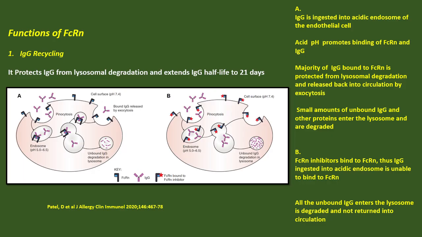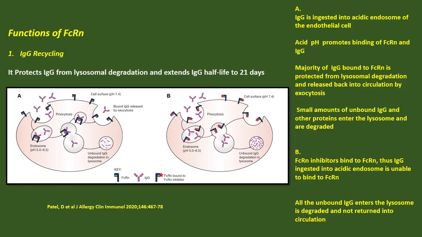This slide shows how FcRn protects IgG from degradation and the mechanism of action of FcRn inhibitors. In figure A, IgG is ingested into the endosome of the endothelial cell. Acid pH promotes binding of FcRn and IgG. The majority of IgG bound to FcRn is protected from lysosomal degradation and released back into the circulation. Small amounts of unbound IgG enter the lysosome and are degraded.